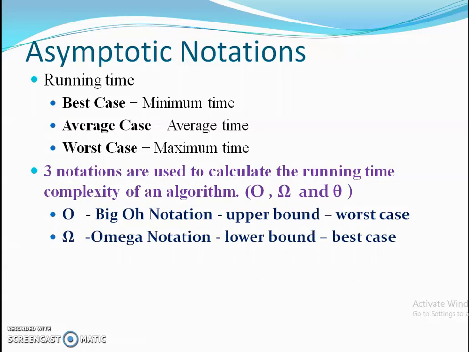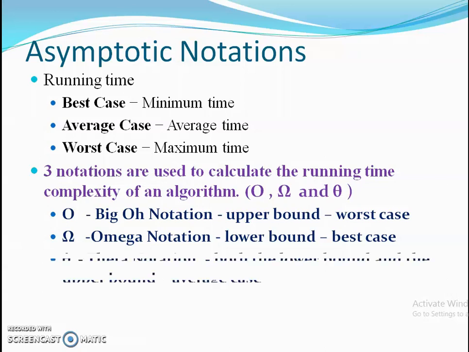Big omega notation is used to represent the lower bound, and also the best case. For example, our algorithm executes within 5 minutes, and it may give 5 or 4. That's why we can say it represents the lower bound time.